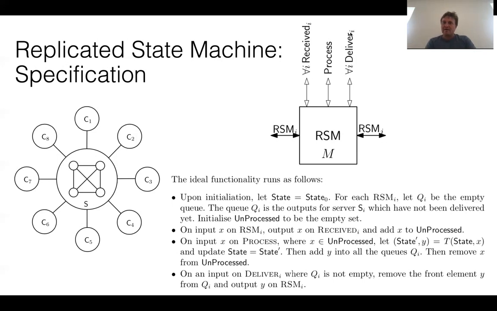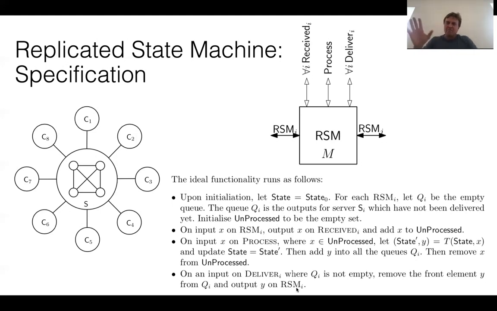Each server has a deliver I port that the adversary controls. If there's any input on deliver I, we take the front of this QI here, unless it's empty, remove it from the queue and then output it. Okay? So this is trivially a system that behaves as we want it.